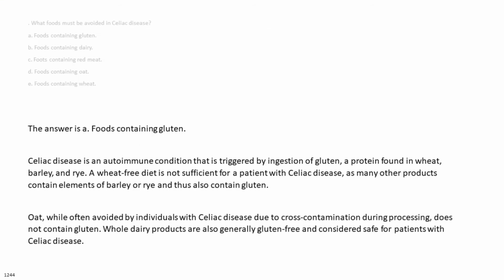The answer is A. Foods containing gluten. Celiac disease is an autoimmune condition that is triggered by ingestion of gluten, a protein found in wheat, barley, and rye. A wheat-free diet is not sufficient for a patient with celiac disease, as many other products contain elements of barley or rye and thus also contain gluten.